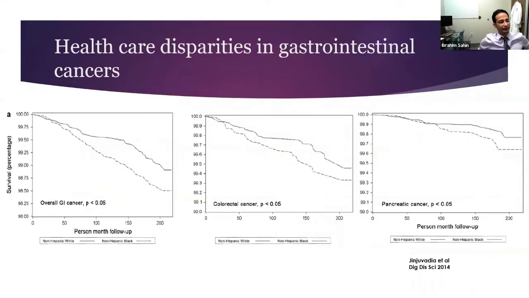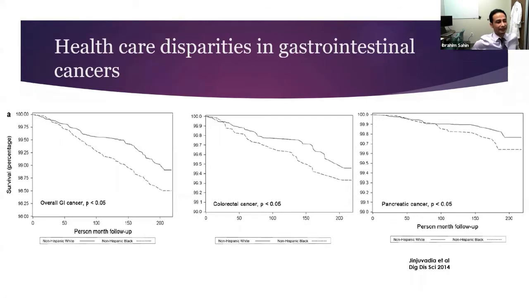So this is a very general, summarizing figure that clearly shows overall cancer types. By the way, the dashed lines show the Black community, and the straight lines show the white population. Across overall cancer types, as we see, there is a quicker drop in the dashed line, which indicates a higher mortality rate in the African American and Black community in the United States for overall gastrointestinal cancer.